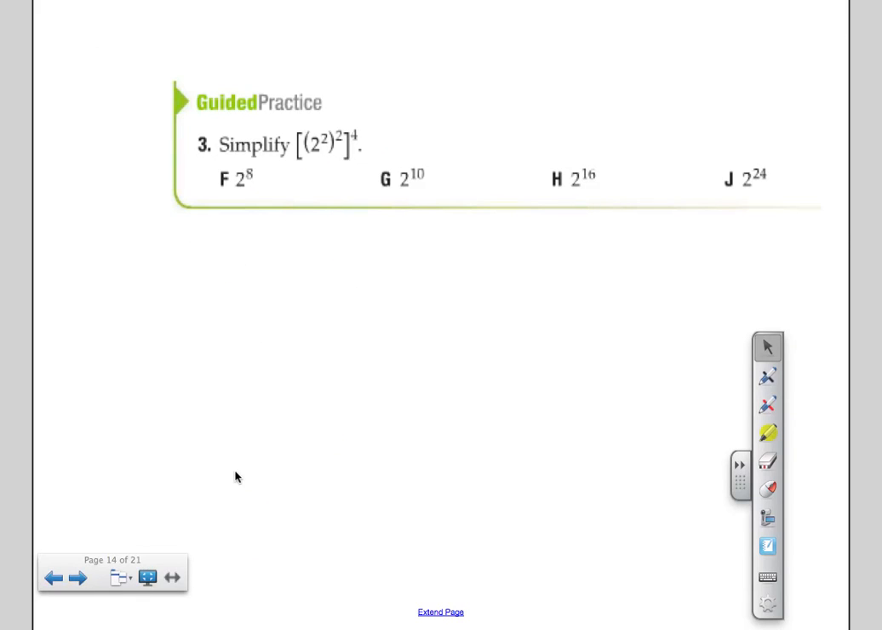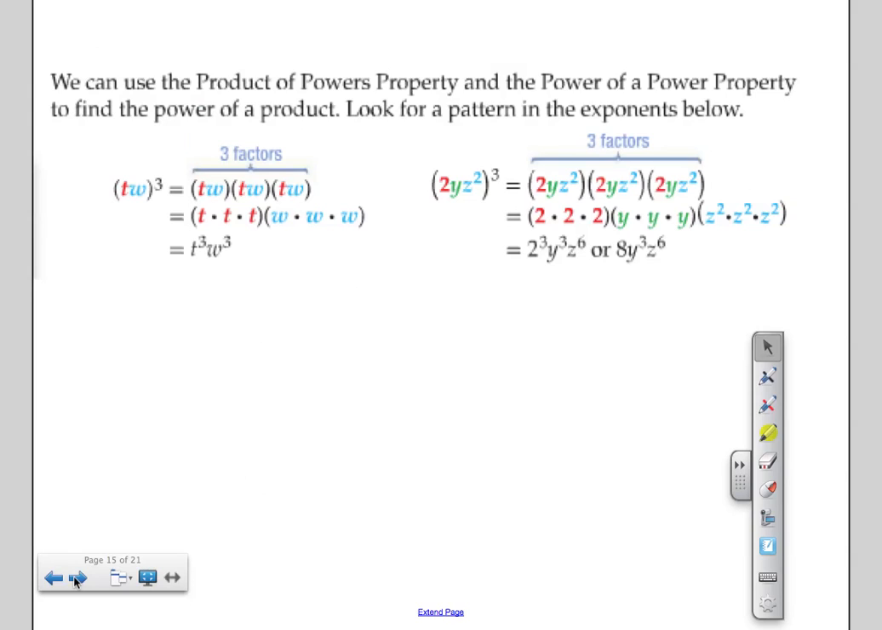Here's your guided practice. Pause the video. See if you can do this problem. Start it back up. Okay.